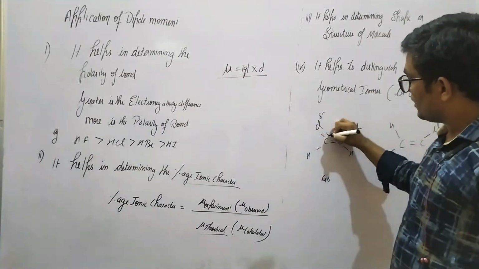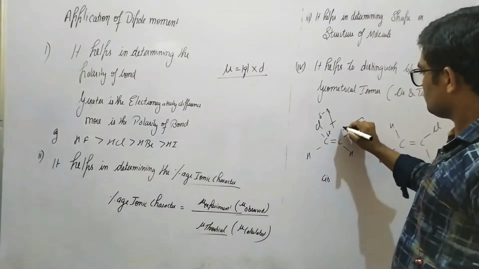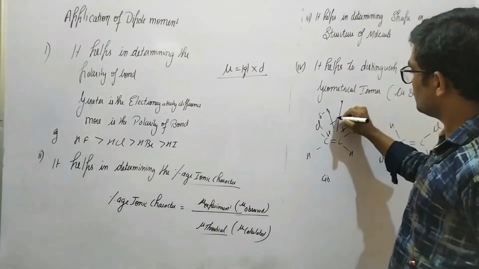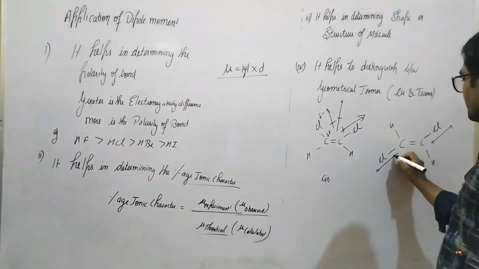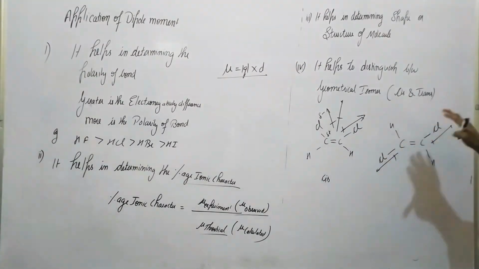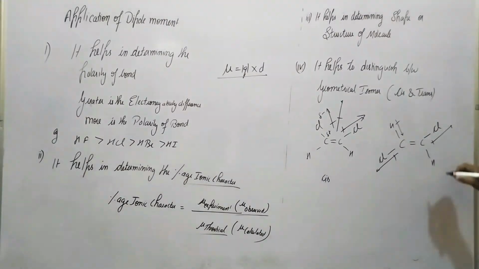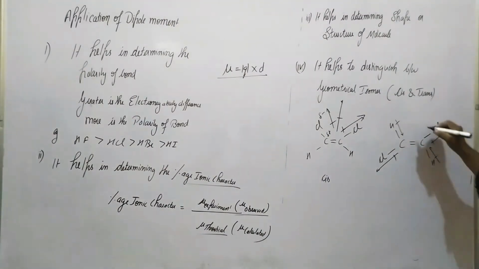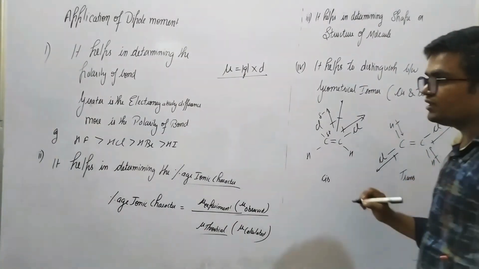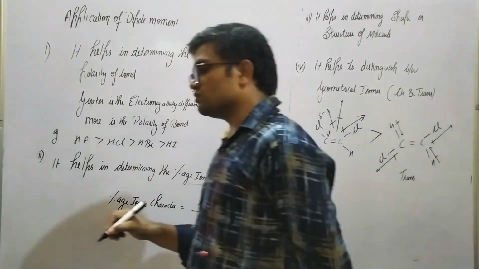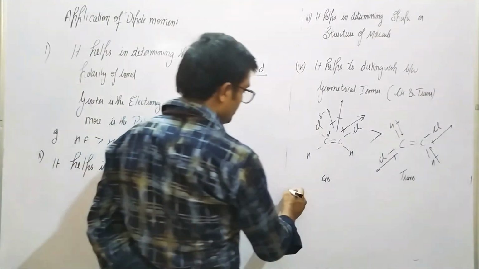Here delta negative, delta positive. That comes out to be this dipole. The net dipole will be towards the upper side. But here all the dipole moments cancel each other in the resultant. This dipole moment is cancelled by this, and this dipole moment is cancelled by this. This is cancelled by this, and this is cancelled by this, in trans. Hence, we should know that the dipole moment in the cis isomer is greater than in the trans isomer.